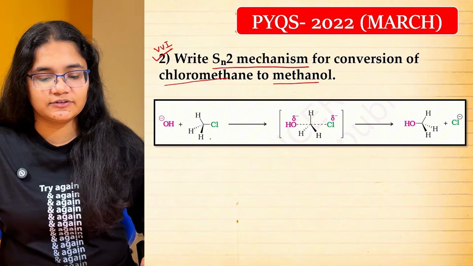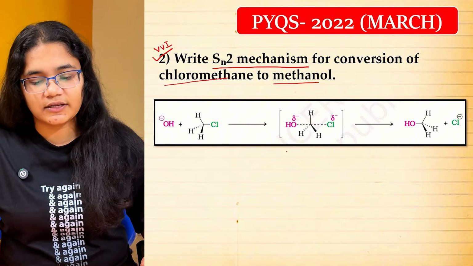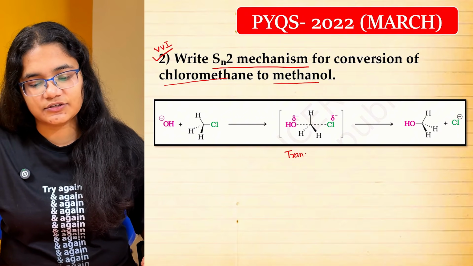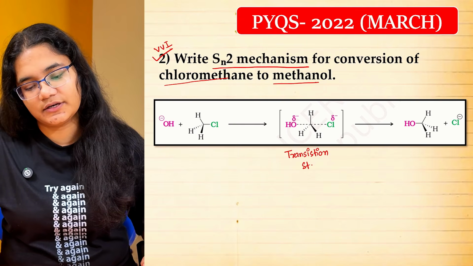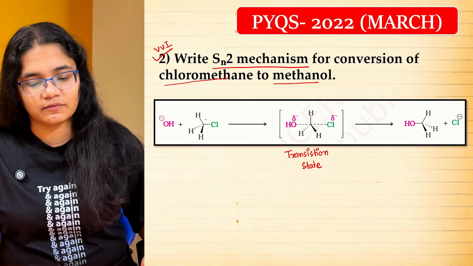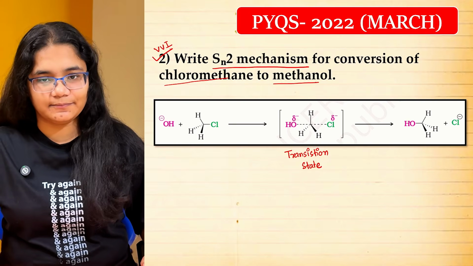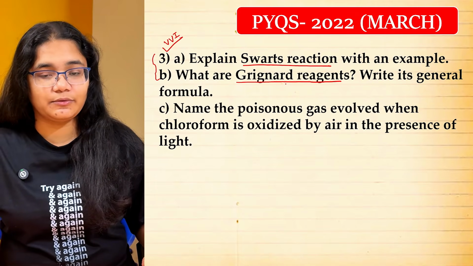So here you can see first you have taken chloromethane and then OH is there, it will attack from the back side. So what is this? This is a transition state formed. Okay, so a transition state is formed, and after that you can see that the OH always attacks from the back side. Okay.